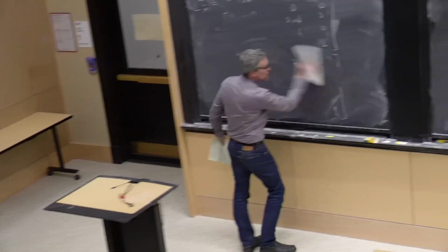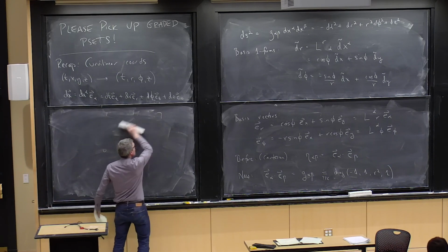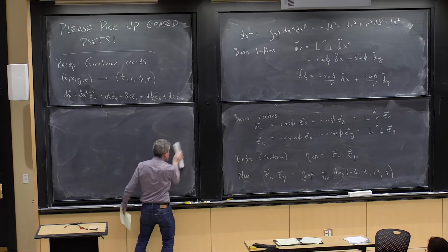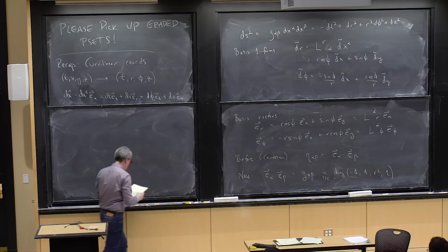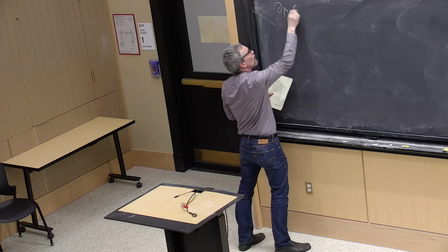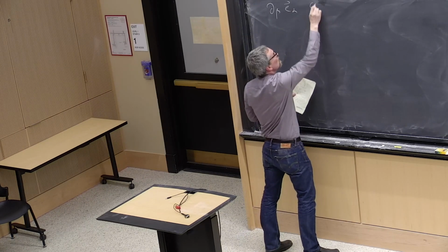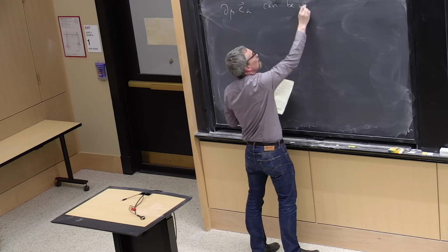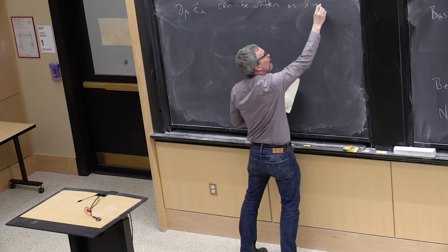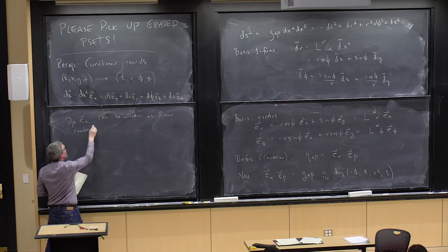So what I'm going to do is introduce a bit of notation. So let me switch notation slightly here. So the beta derivative of e_alpha can be written as, in general, it can be written as a linear combination of basis vectors.